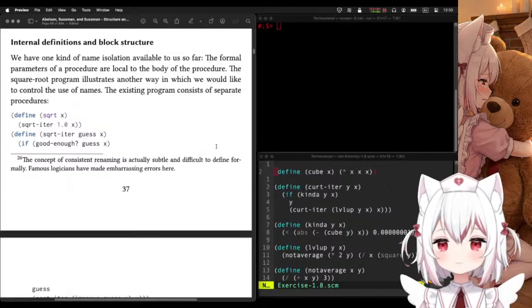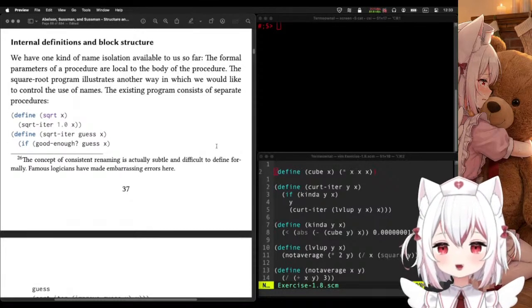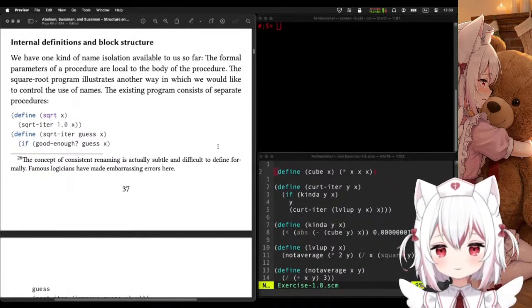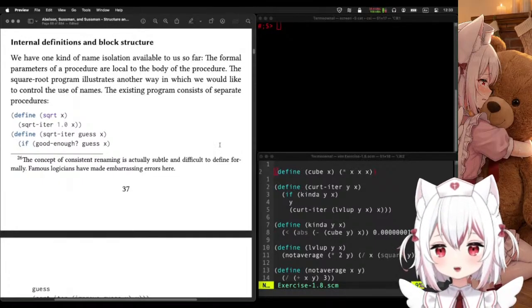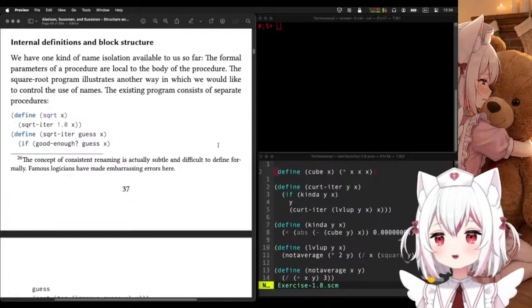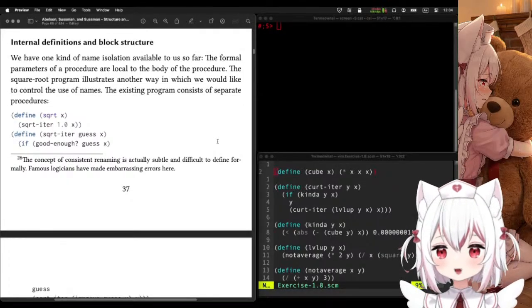Internal definitions and block structure. We have one kind of name isolation available to us so far. The formal parameters of a procedure are local to the body of the procedure. The square root program illustrates another way in which we would like to control the use of names.